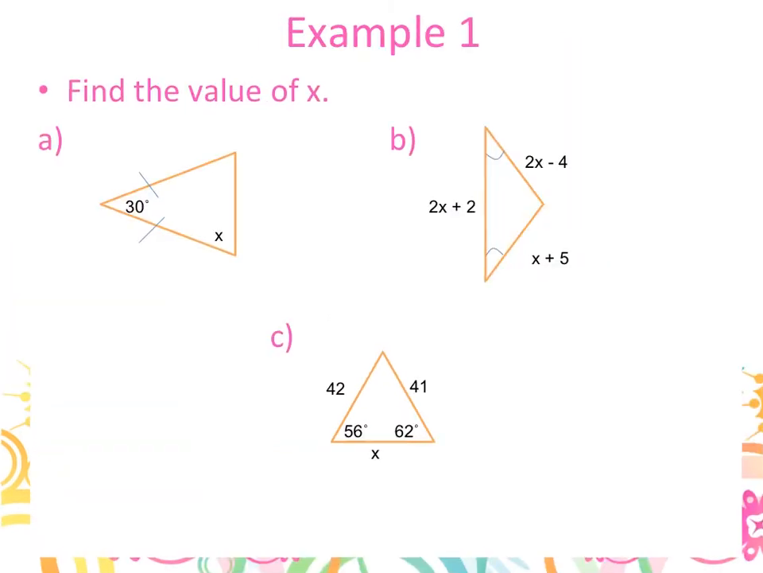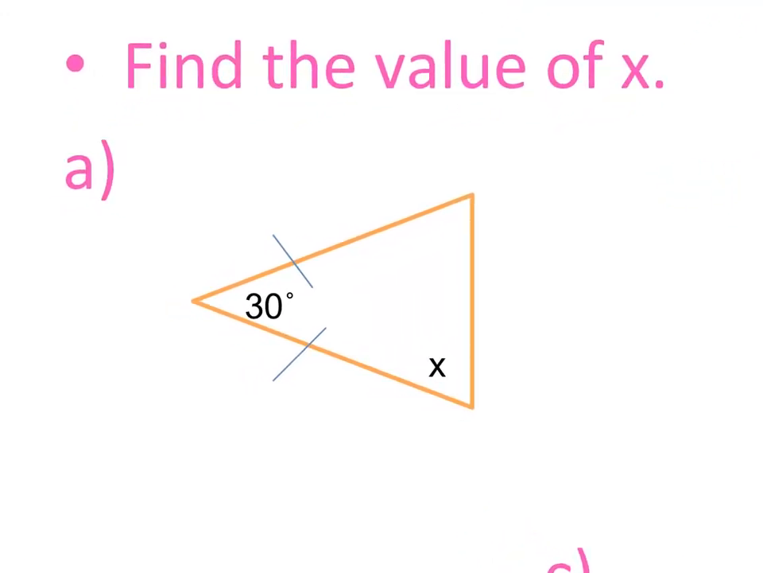Okay, now we're going to do some examples. So let's look at A. It says to find the value of x. How do we find x? We know that this is what type of triangle? Isosceles. So we have two congruent sides, so we know that the angles opposite of those sides are going to be congruent also. So we can call this third angle x. So now, how do we find x? Equals 100.